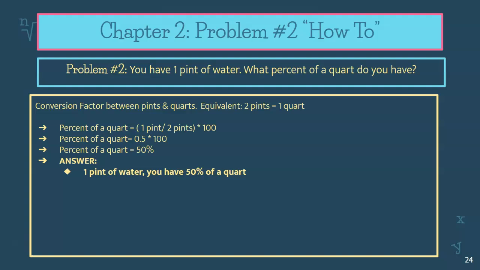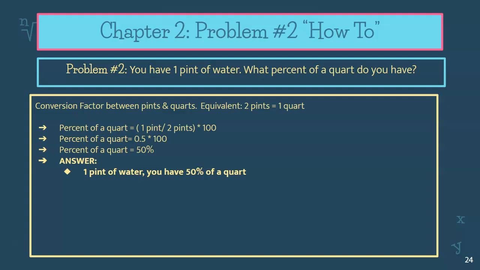Question number 2, you have 1 pint of water. What percent of a quart do you have? So in this situation, you need to know how many pints go in a quart. If you reference the G chart, you will recall that there are 2 P's, 2 pints, and 1 Q. So that is the equivalent you need to move forward. So you divide 1 pint, because there are 2 pints in a quart, 1 pint divided by 2 pints, and always, because we're finding a percent, times 100.